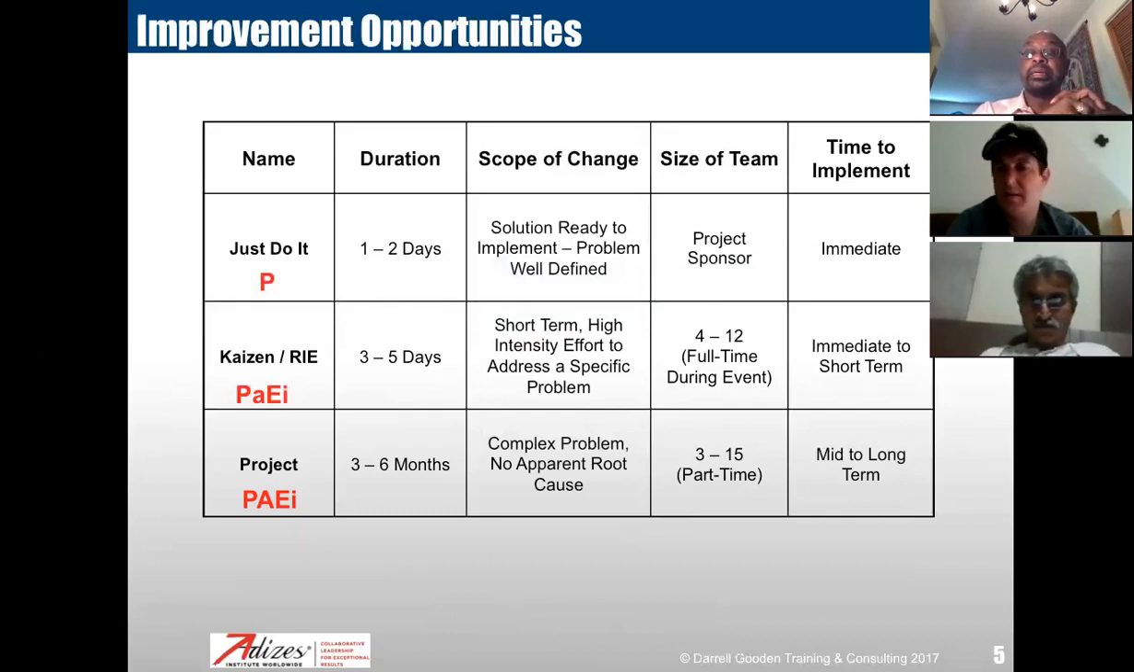Time to implement, immediate to short term. Like just a bit more than a PA, but it shouldn't take more than 6 weeks to do this thing. A project. Quick question, Daryl. Yes. So in this rapid improvement event, people usually just leave their work for 2 to 5 days, 3 to 5 days. Yes. And here it's like a very long, prolonged senior team that runs for that time, and then afterwards they come and implement whatever they decided in that meeting.